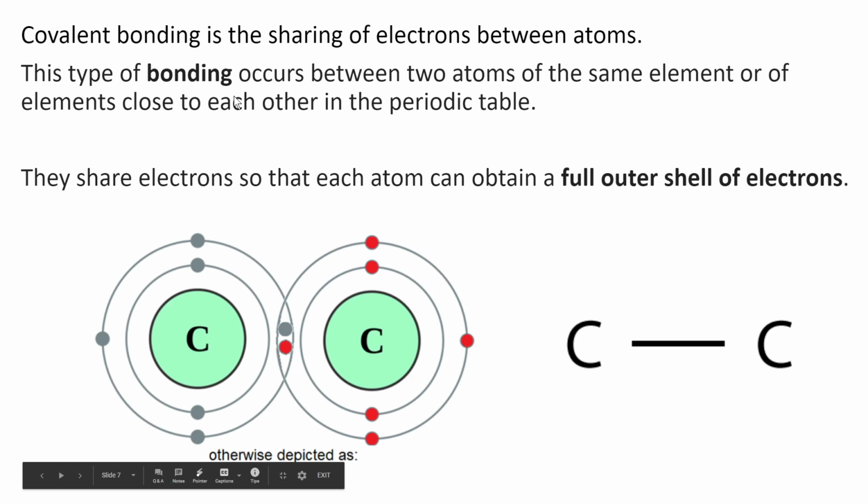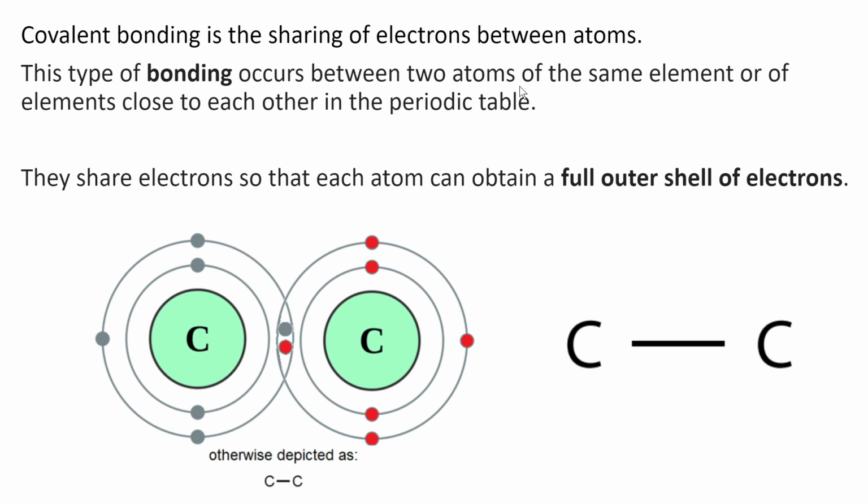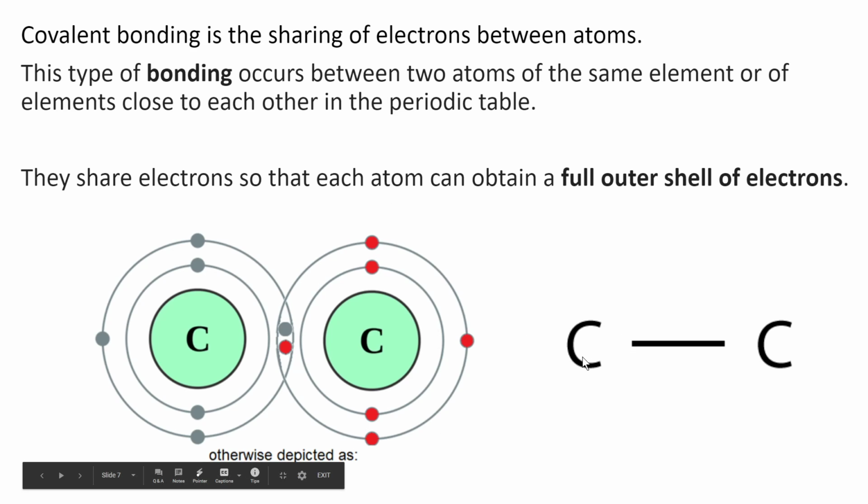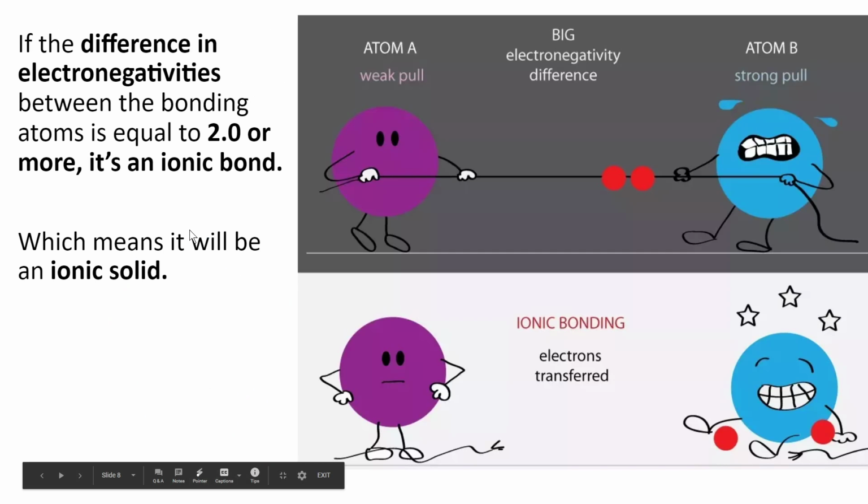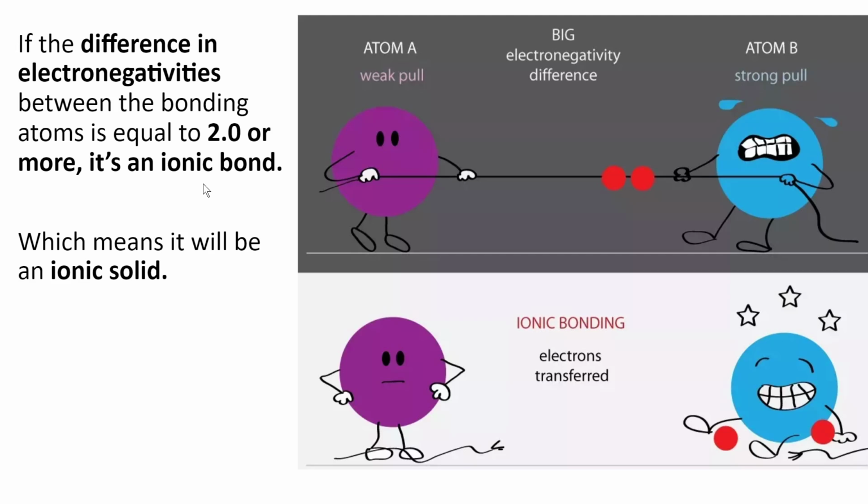To recap, covalent bonding is the sharing of electrons between atoms. This type of bonding occurs between 2 atoms of the same element, or elements close to each other on the periodic table. They share electrons so each atom can obtain a full outer shell of electrons. So this is a carbon-carbon single bond, and these are sharing these 2 electrons here, and it's also got 3 more. Carbon forms 4 bonds. In this case we've got 1 bond going to carbon, and there'll be 3 more bonds coming off this. I might end after this slide.